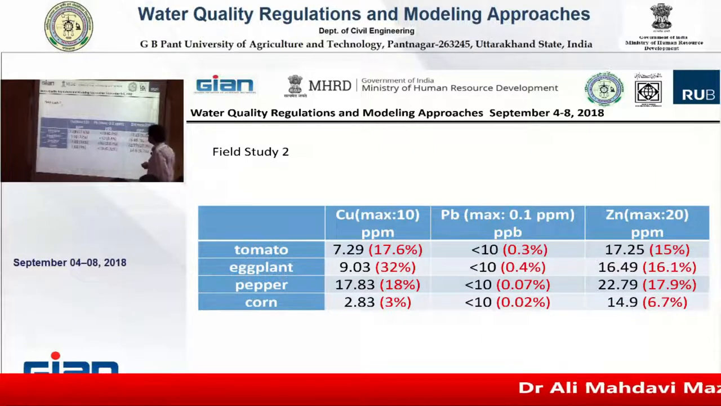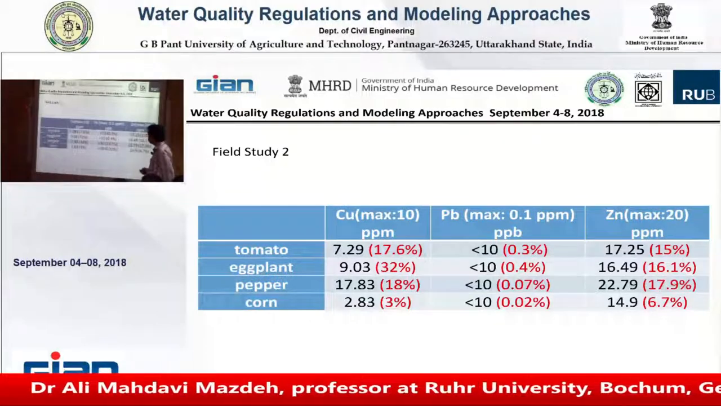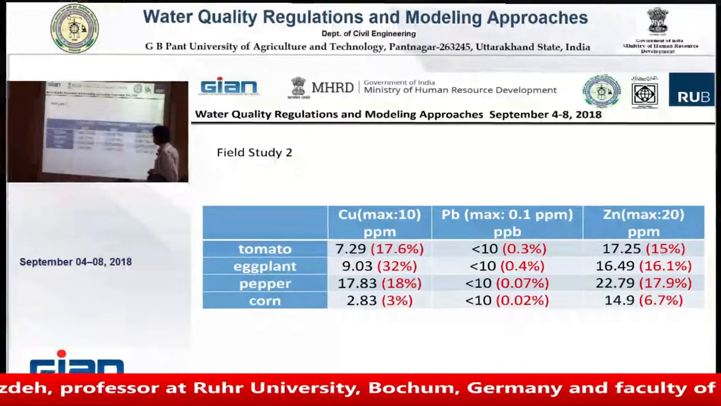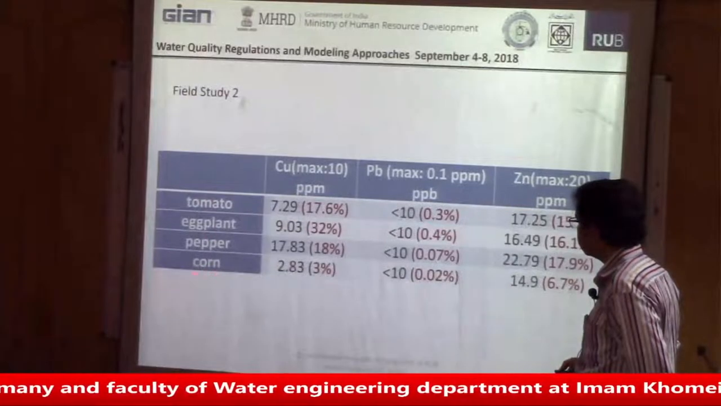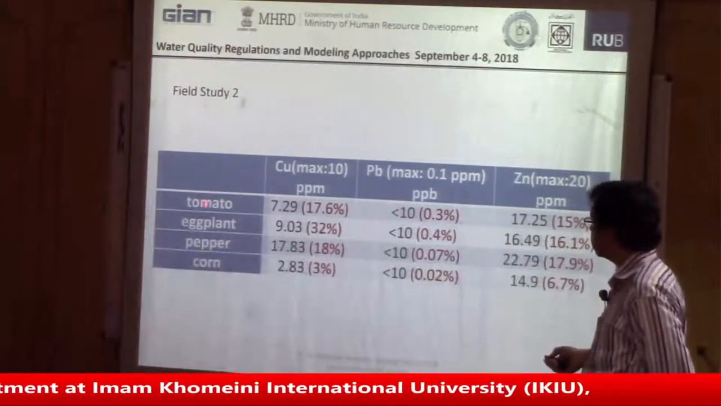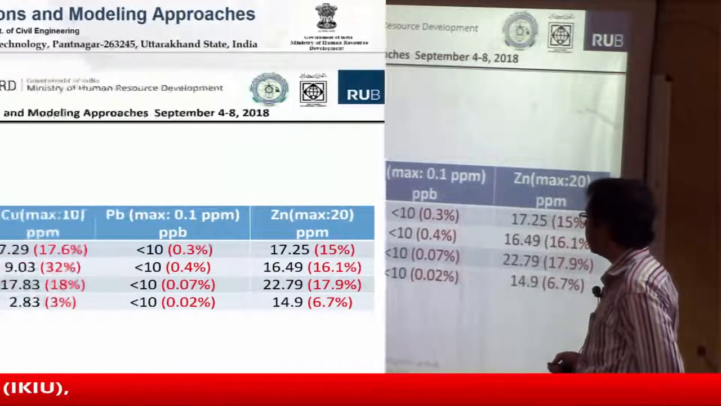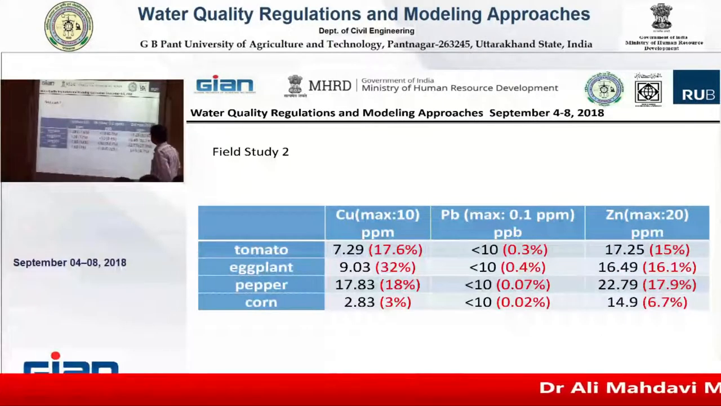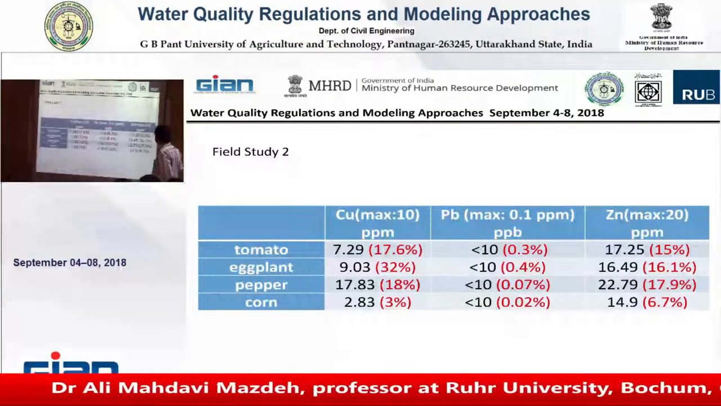This is the result of the second field study. As you remember, this study was on tomato, eggplant, pepper and corn. No, I didn't talk about it, but now I am telling. In this field study, we considered tomato, eggplant, pepper, and corn, but the elements were the same: Cu, Pb, and Zn.